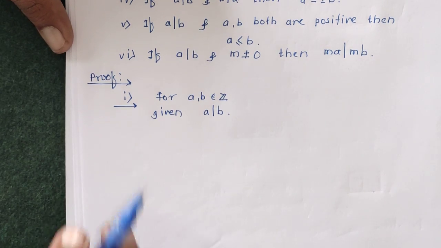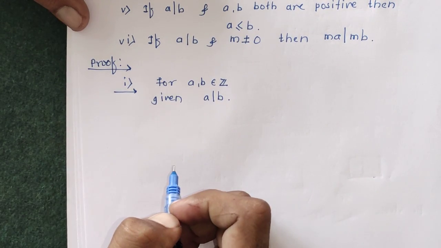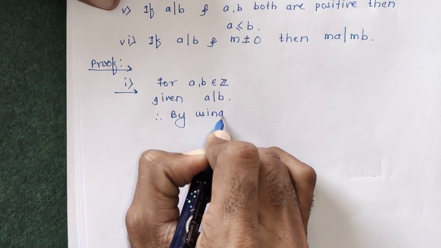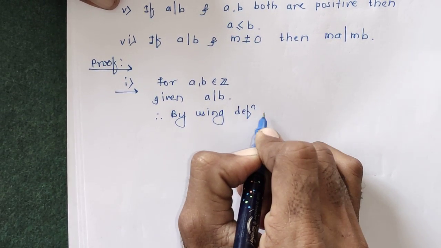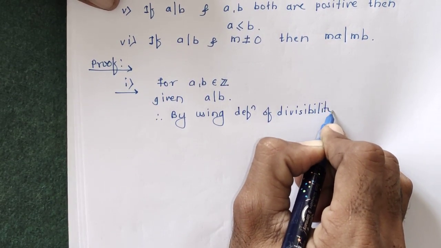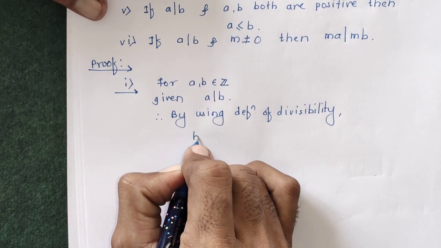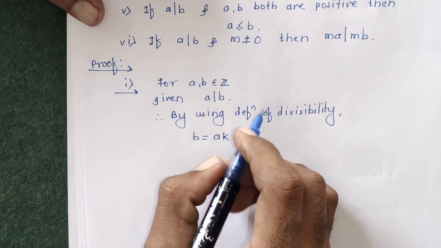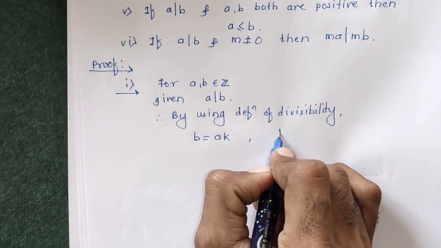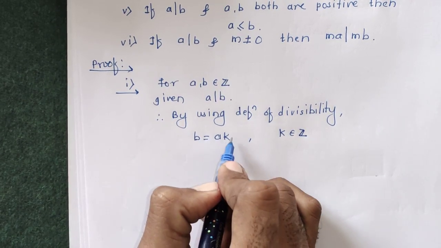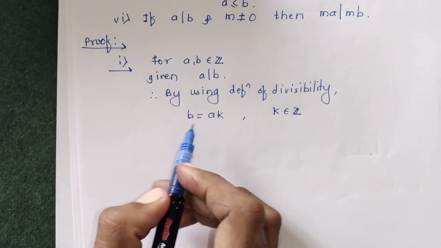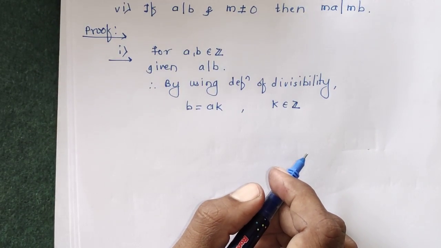Now we have the definition of divisibility. Therefore, by using the definition of divisibility, we can write B is equal to A into some integer, suppose K. B is equal to A into K. Here K is an integer, we are not taking C here because we have to prove that A divides B into C. So K is some other integer. B is equal to A into K, where K is an integer.